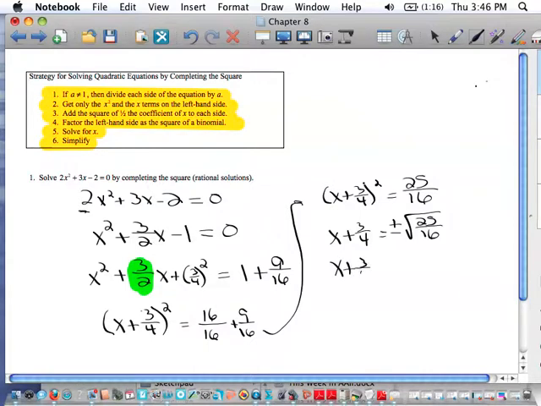So x plus 3/4 equals plus or minus 5/4. Then subtract 3/4 from both sides. So x is equal to negative 3/4 plus or minus 5/4. So your solution set, x is equal to negative 3/4 minus 5/4, which is negative 8/4, which is negative 2, and then negative 3/4 plus 5/4 gives you a solution of 1/2. So the x-intercepts for that particular quadratic are at -2 and 1/2. And you have two rational solutions for that equation.